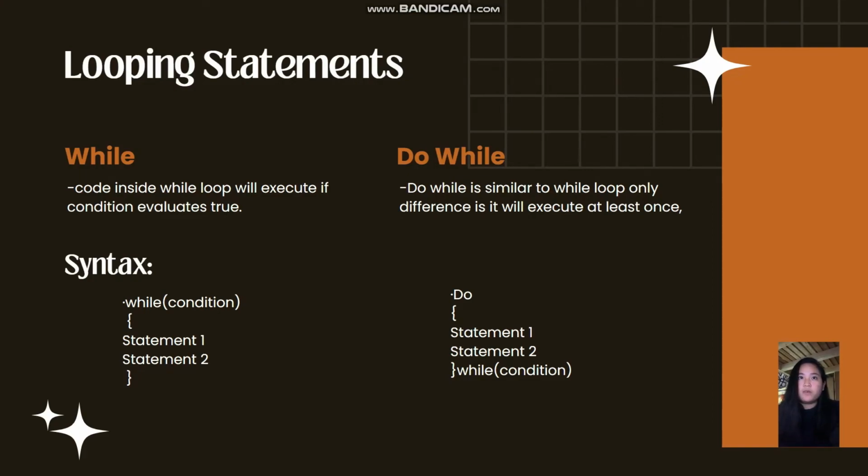So for the looping statement, first we have while. Code inside the while loop will execute if condition evaluates to true. Do while is similar to while loop, only difference is it will execute at least once. That means it will execute the do block for the first time and the while block if the condition is true. So for do, this block executes first and once when execution starts. While in while, execution of statement 1 and statement 2 again totally depends on the success of the condition.